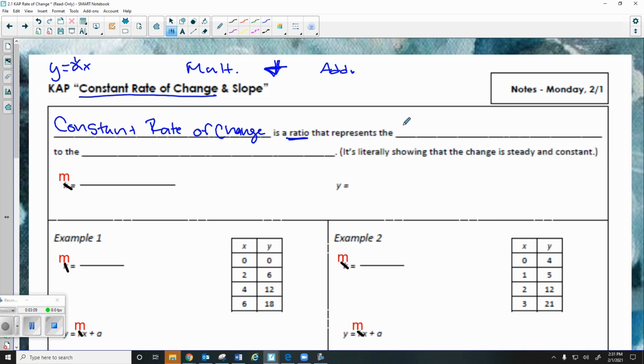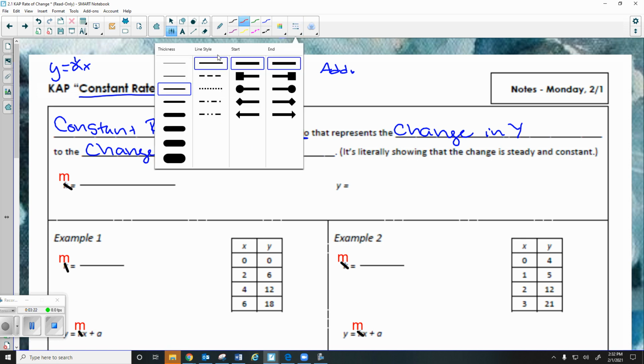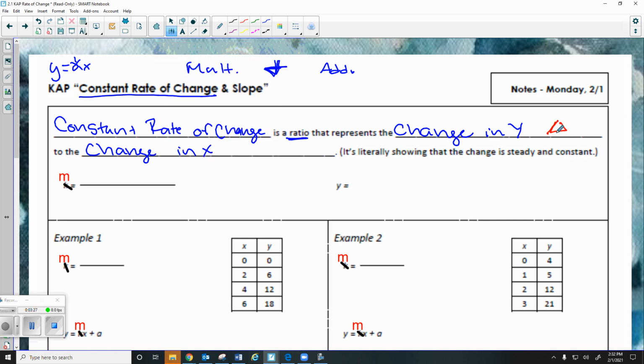It is the ratio that represents the change in y to the change in x. Now, if you remember back when we did percent of change, I don't want to write that out, so I can use the triangle for change in y over the change in x. Okay, it's literally going to show that it's a steady and constant rate at which it's going.